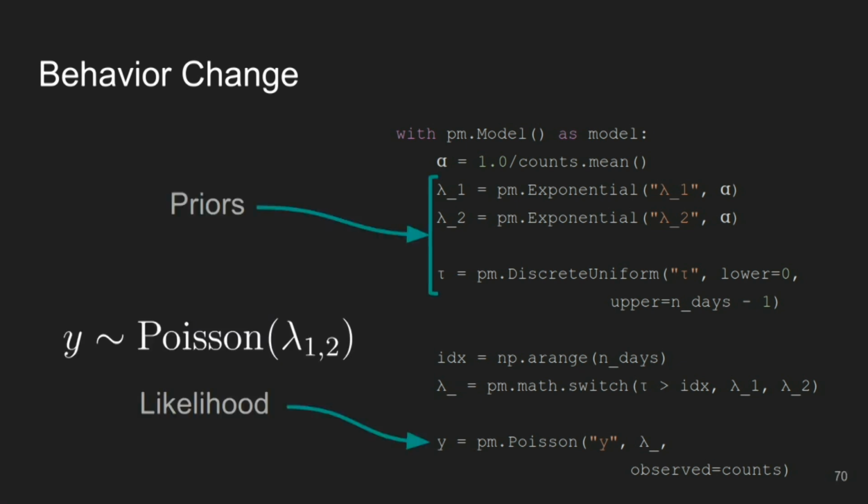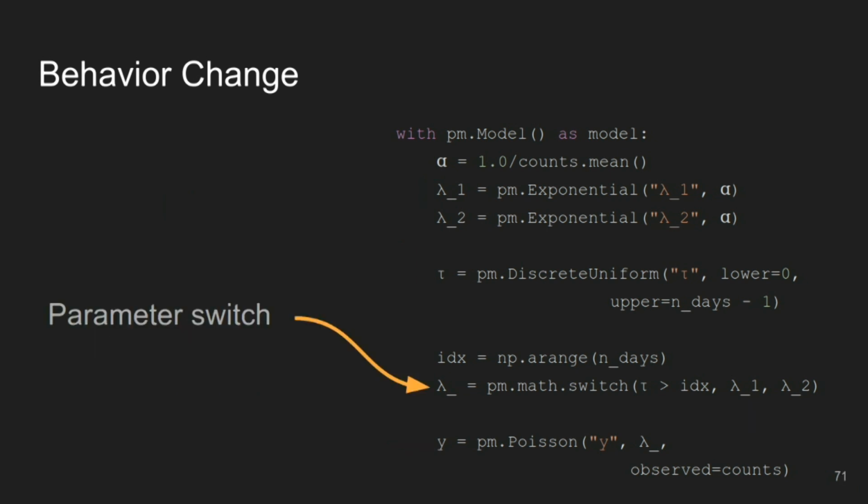We define our model again. This is again with PyMC3. We have 3 parameters. We define our priors for the model and our likelihood. Since we're using counting data, again, Poisson distribution. But how am I going to model this parameter change? And again, we're taking advantage of probabilistic programming.